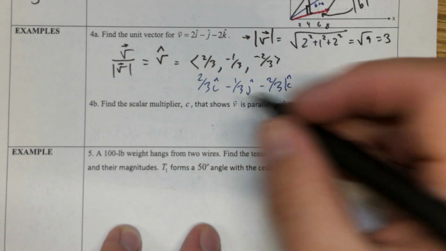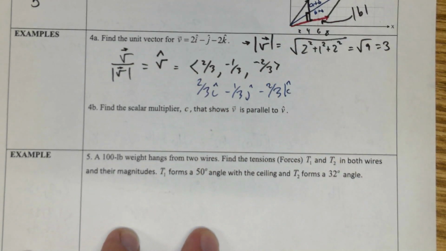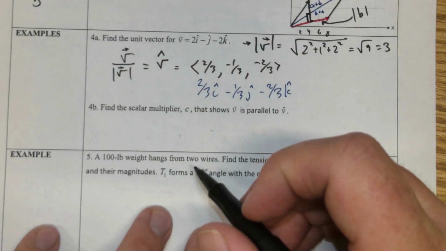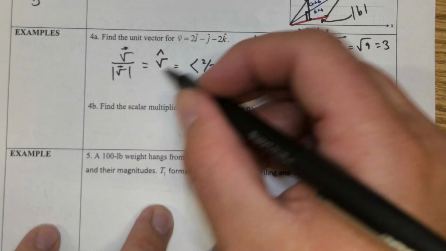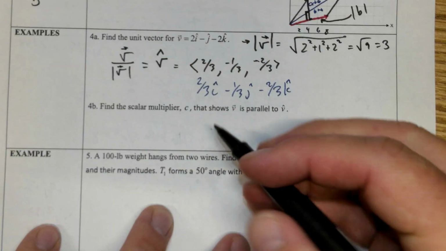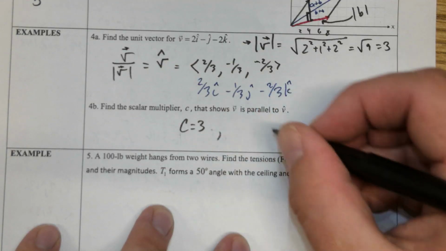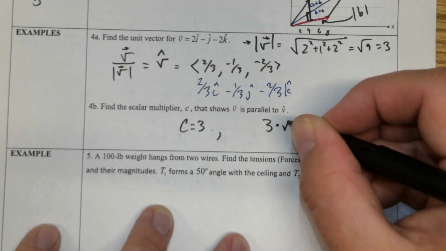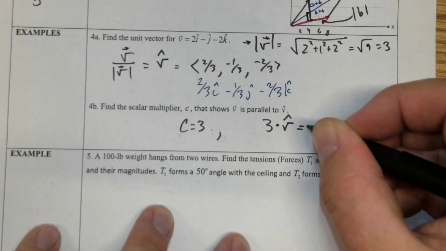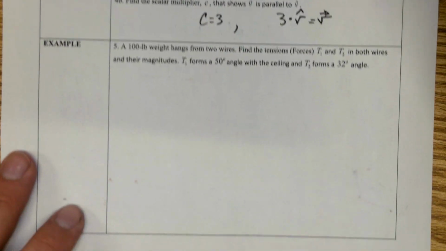Because again, for two things to be parallel, I should be able to multiply one by some number and find the other vector. Well, if I'm trying to figure out what multiplier moves between these, I already found it. It's that magnitude. Just a good conceptual question here: if c is 3, that means 3 times V hat makes the regular vector V. Not rocket science, just simple things to consider.